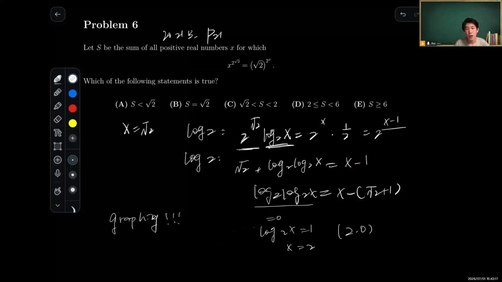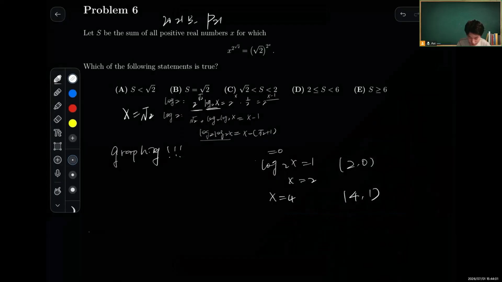And then the next value that we can actually evaluate is x equals 4, because we really do need an exponent of 2. So when x is equal to 4, it passes through the point (4, 1). And that already gives us a decent understanding of the graph. Of course, you can also check in case we have 1. So we can first graph these 2 points. We have (2, 0) and (4, 1).